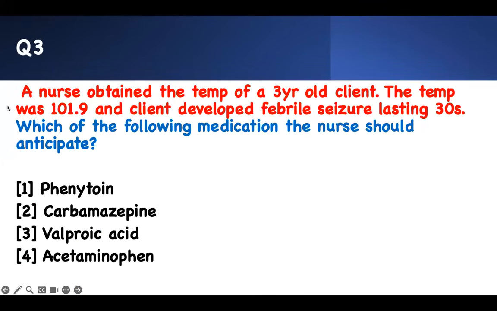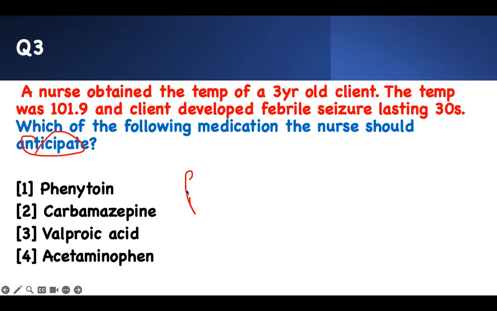Number 3. You see how I'm answering the question, the same thing. Which of the following medications should the nurse anticipate? Now, I'm not questioning, I'm anticipating. That means I've got to make a diagnosis, figure out what is wrong with the patient, and see if the treatment is appropriate. A nurse is obtaining the temperature of a 3-year-old client. The temperature was 101.9, and the client developed a febrile seizure lasting 30 days. Which of the following should the nurse anticipate?